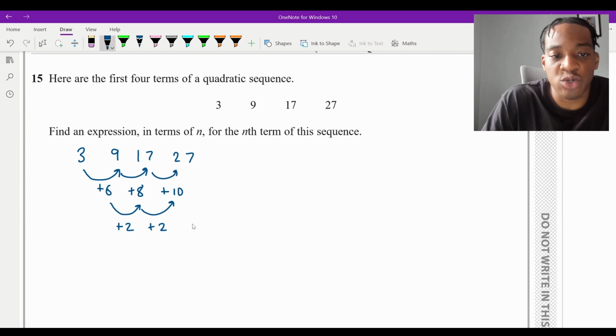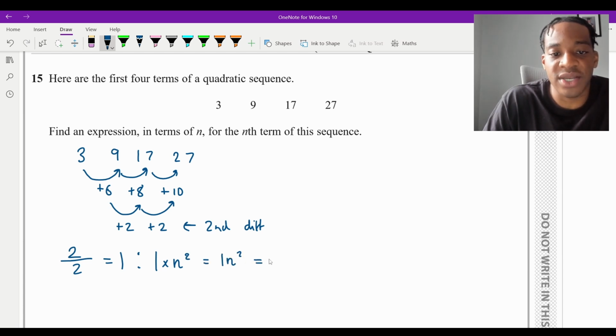Now once you get this, your second difference, I'm going to label this second difference, right? You're going to divide this number by 2. So it's a 2. We're going to divide it by 2. This gives us 1. Now, this number 1 is key, right? What you do is you're now going to multiply that 1 by n squared, right? And this gives us 1n squared, or just n squared, isn't it?